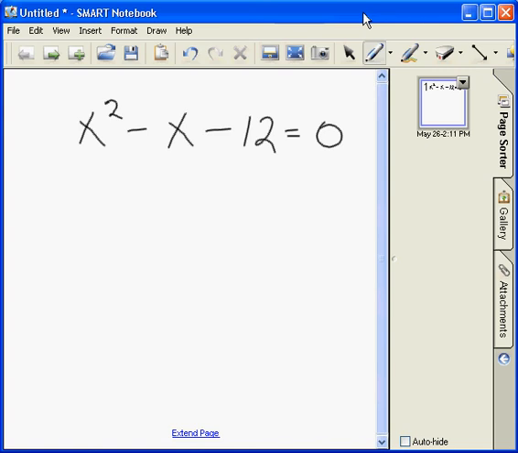Hey folks, a lot of us still seem to have trouble with our factoring. So I just wanted to go through one more video example and see if I can help you resolve that issue. Here's our question: x squared minus x minus 12 equals 0.